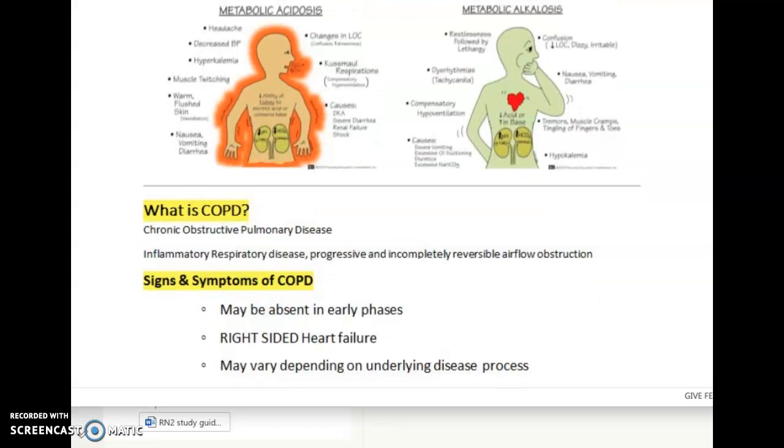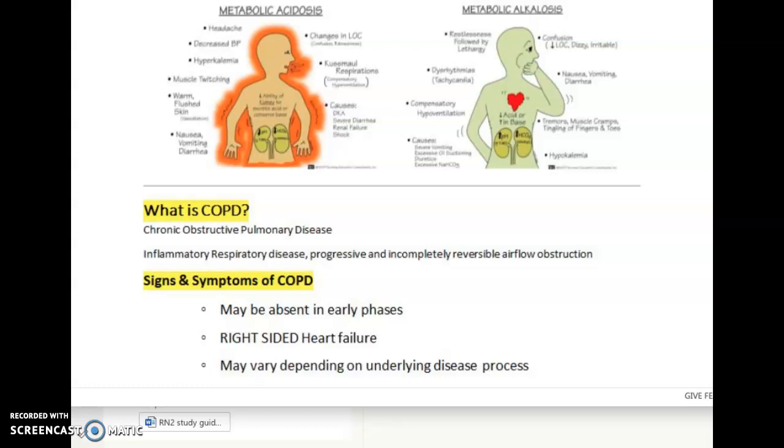Your patients that present with metabolic issues, if they're experiencing metabolic acidosis, oftentimes you're going to see headache, decreased blood pressure, hyperkalemia, muscle twitching, warm, flushed skin, nausea, vomiting, diarrhea, changes in level of consciousness, confusion, the Kussmaul respirations.